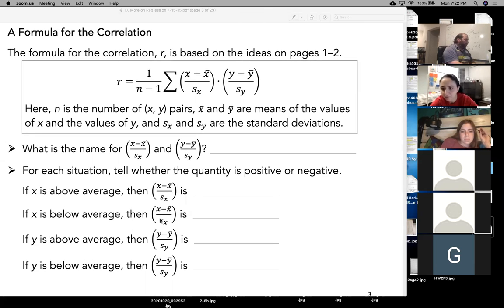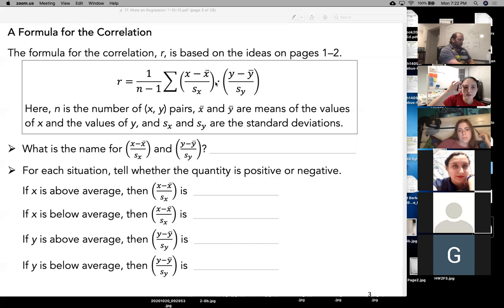If x is below average, what do we think for that one? Negative. And what about if y is above average? Positive. And what if y is below average? Negative. Okay. Now look at what we're doing in this thing. We're multiplying those two together, correct?